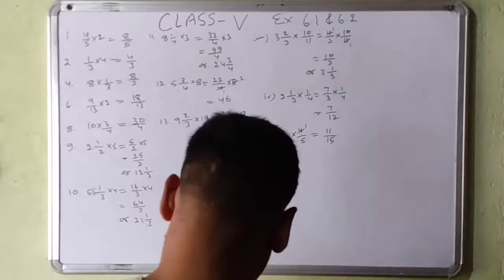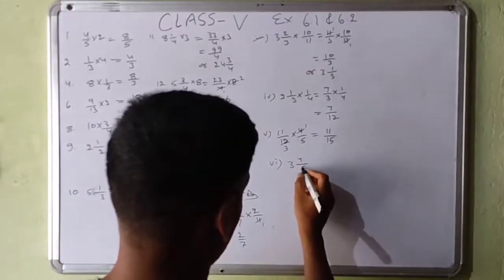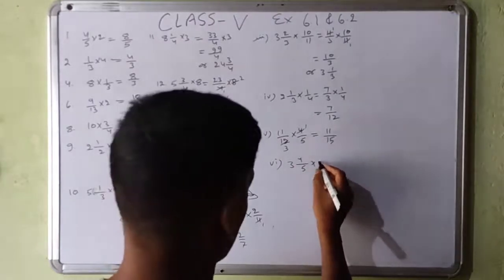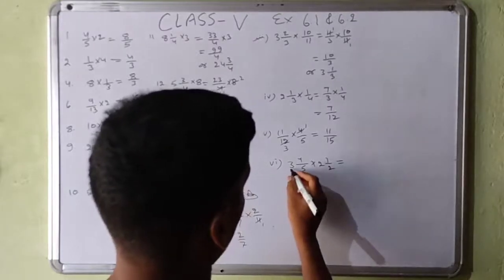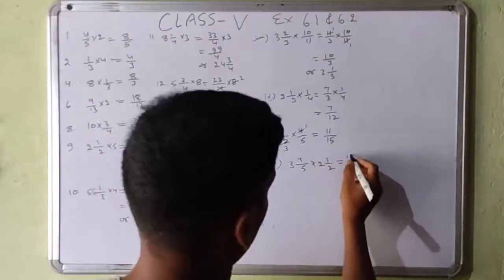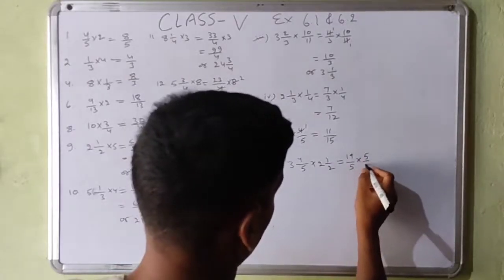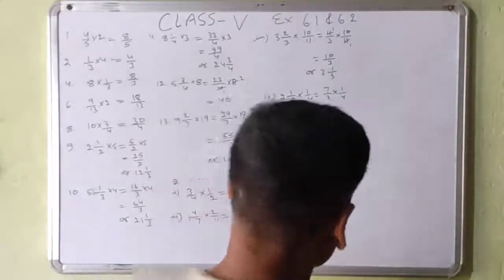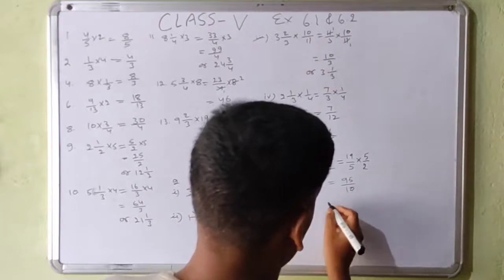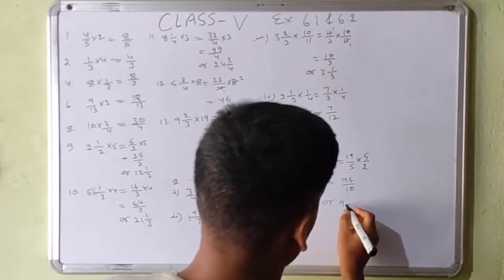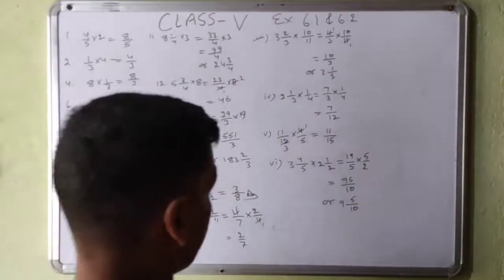Sixth part, that is 3 whole 4 upon 5 multiplied by 2 whole 1 upon 2. So that will be 3 5s are 15, 4, 19 upon 5 multiplied by 2 2s are 4, 1, 5 upon 2. So that 19 5s are 95 upon 5 2s are 10, or you can write in mixed fraction 9 whole 5 upon 10. That is the sixth part.